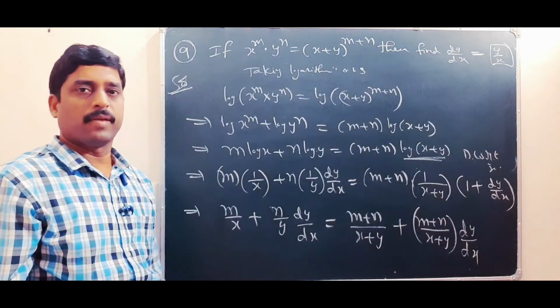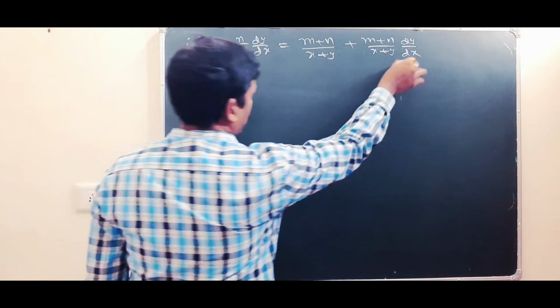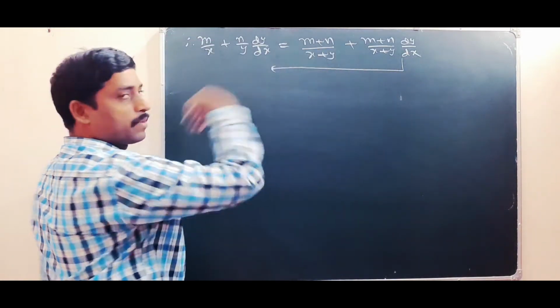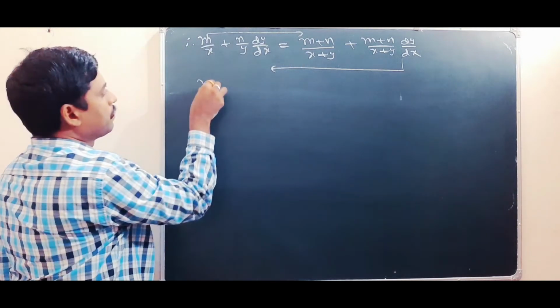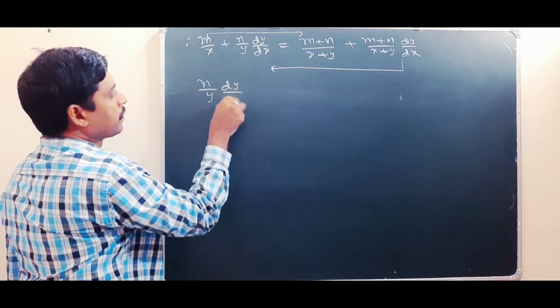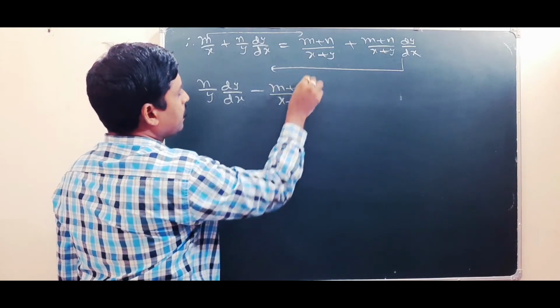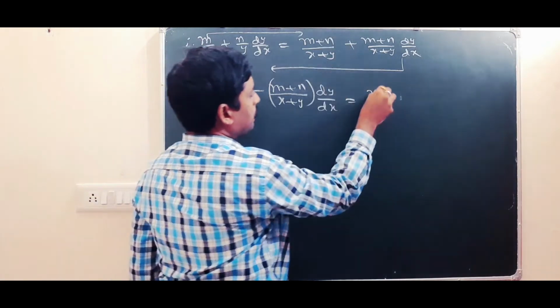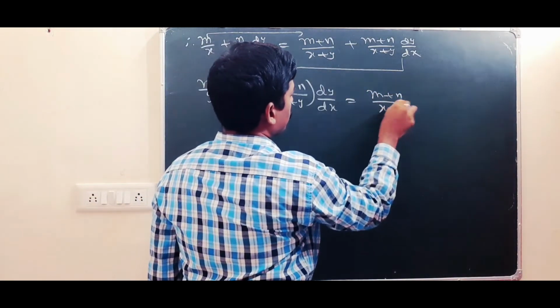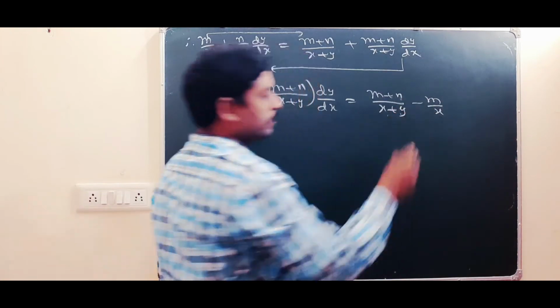Our target is dy by dx. We collect the dy by dx terms. The dy by dx terms we bring to the left side, and this m by x we bring to the right side. So n by y into dy by dx minus m plus n by x plus y into dy by dx is equal to m plus n by x plus y minus m by x.